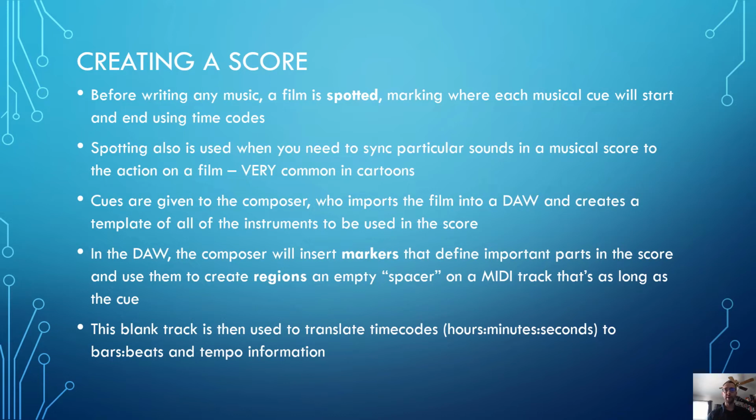Once the film is spotted, the cues are given to the composer, who imports the film into a DAW, has a video window open, a big time clock, and creates a template of all of the instruments to be used in the score. Then, in the DAW, they will use that large time clock to go to specific times that were defined on the cue sheet and insert markers that define the important parts in the score and use them to create regions of empty space on a MIDI track that's as long as the cue.